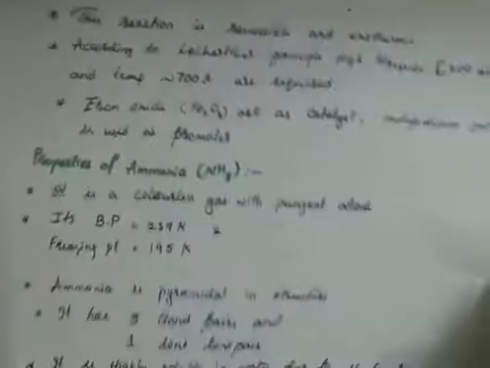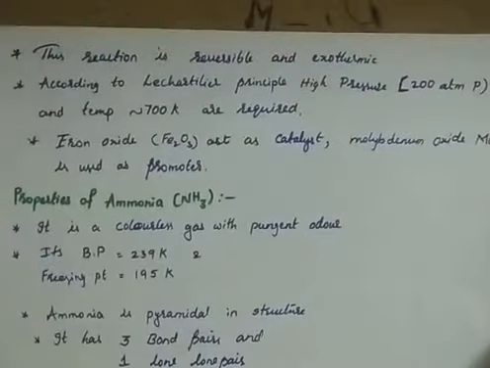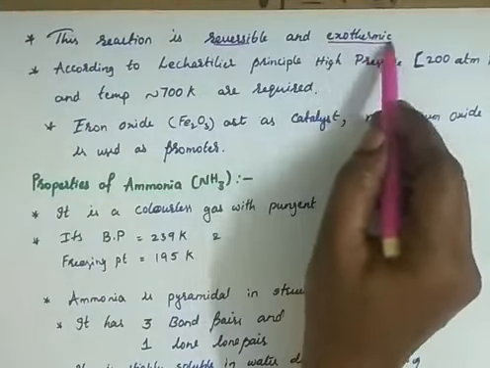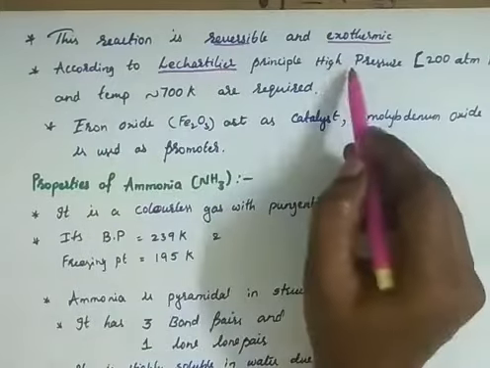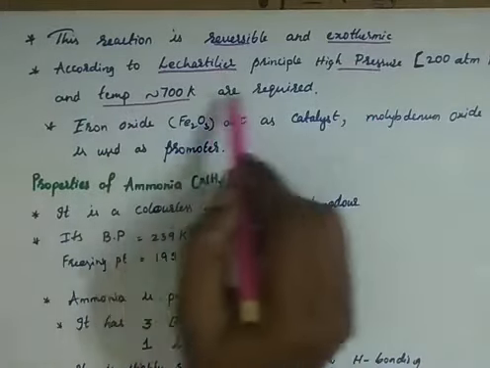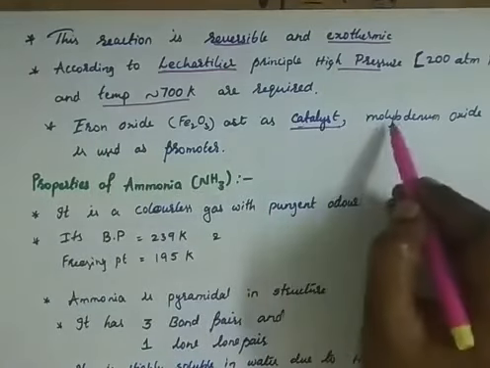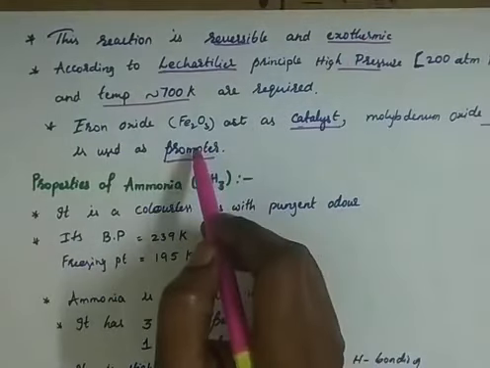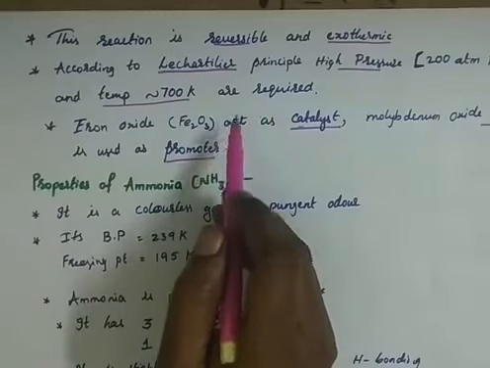Here, as I said, the heat of formation is minus 46, that is, it is an exothermic reaction. Look, the reaction is reversible and exothermic. Heat is evolved during the reaction. So according to Le-Chatelier principle, high pressure and low temperature would be favored. Iron oxide acts as the catalyst, whereas molybdenum oxide acts as the promoter. So these conditions you have to remember for the preparation of ammonia in Haber's process.